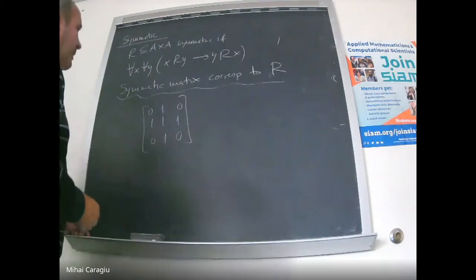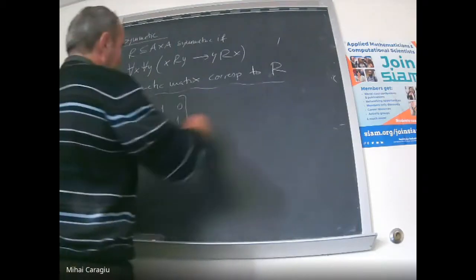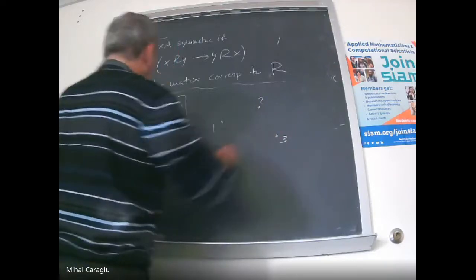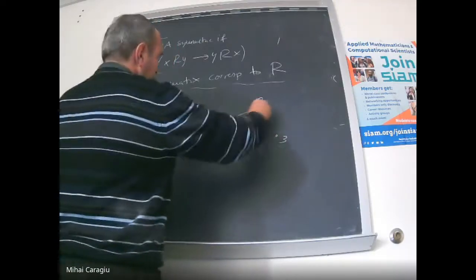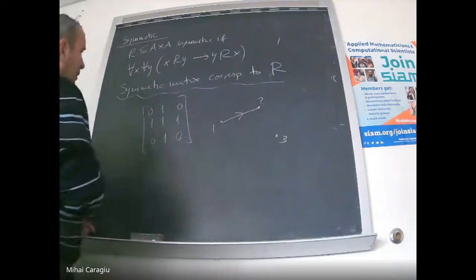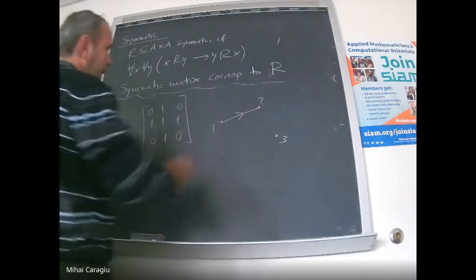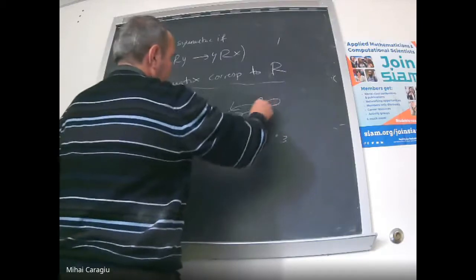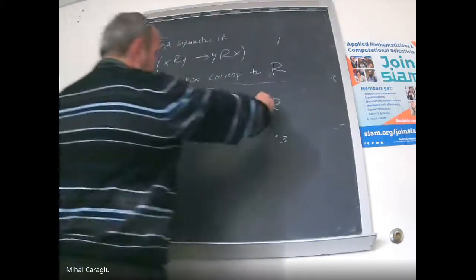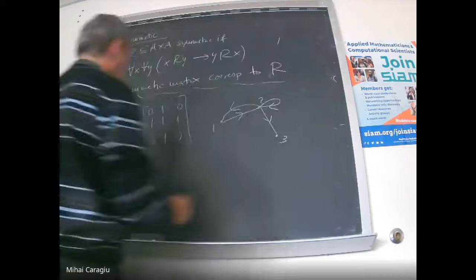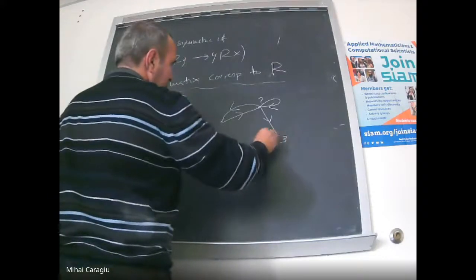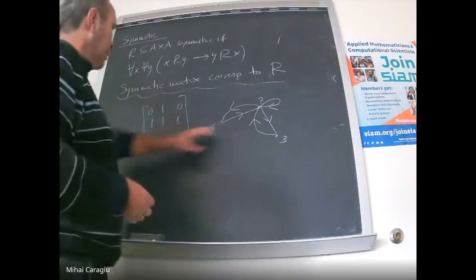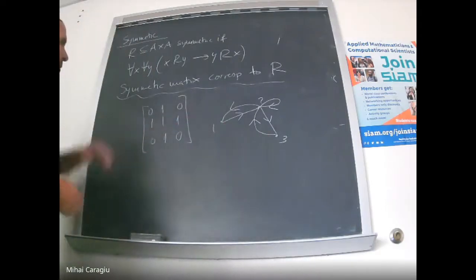So let's see, what will be the graph of this relation? So we have elements 1, 2, and 3. 1 related to 2, 2 with 1, and with itself, and with 3, and 3 with 2. So that's the diagram corresponding to the binary relation with this matrix.